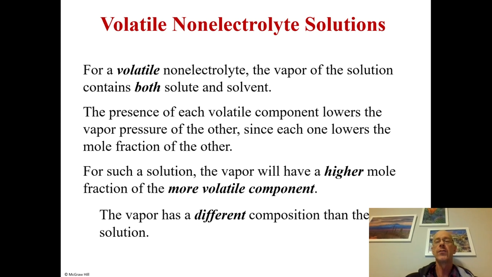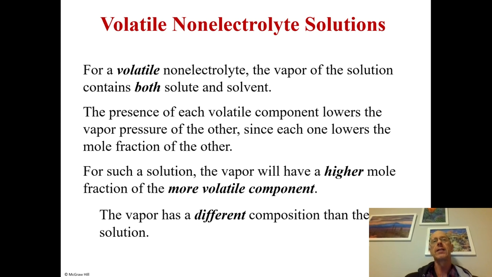The presence of each volatile component will reduce the vapor pressure of the other, since each one lowers the mole fraction of the other. So you actually end up with something that is lower than what you might predict simply on the basis of the vapor pressures of each of the individuals. For such a solution, the vapor will have a higher mole fraction of the more volatile component.